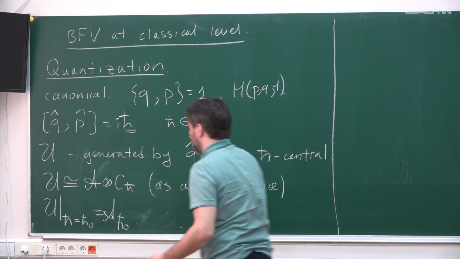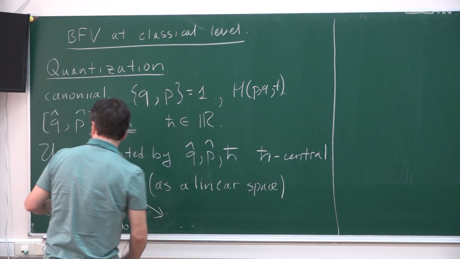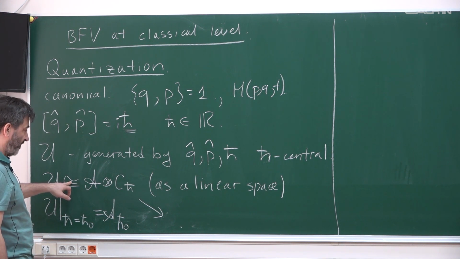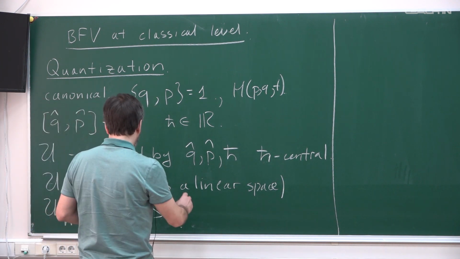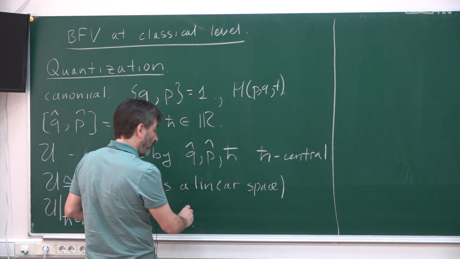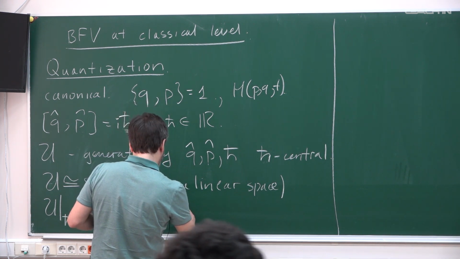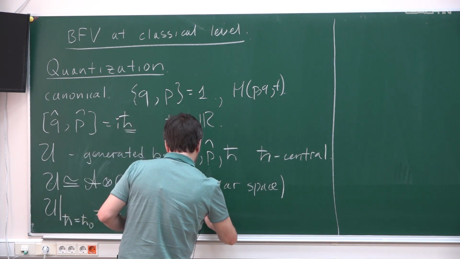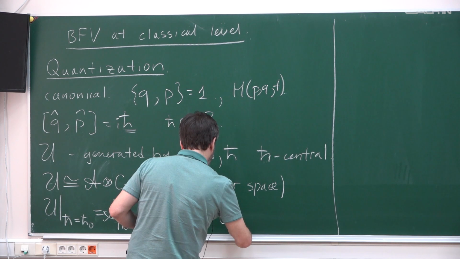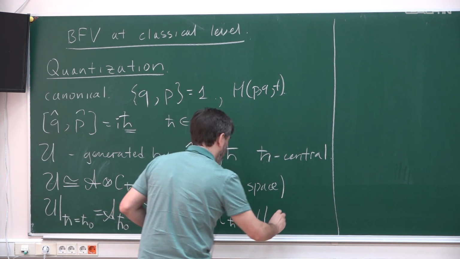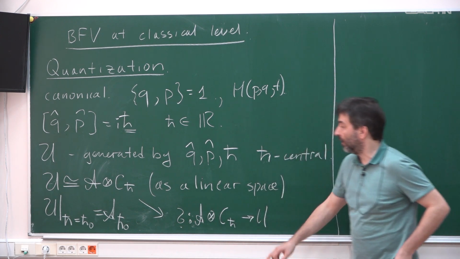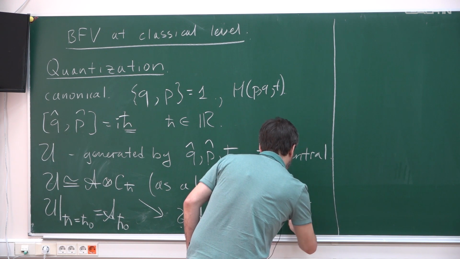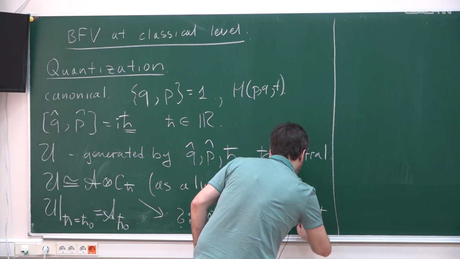Sorry, before doing this, let me introduce one more notation here. We see that there is this isomorphism. Let's fix this isomorphism. So let's say that there is a map sigma which takes us from A tensor C[H bar] to U. And by sigma minus 1, I'll call its inverse. So this sigma is called the quantization map.